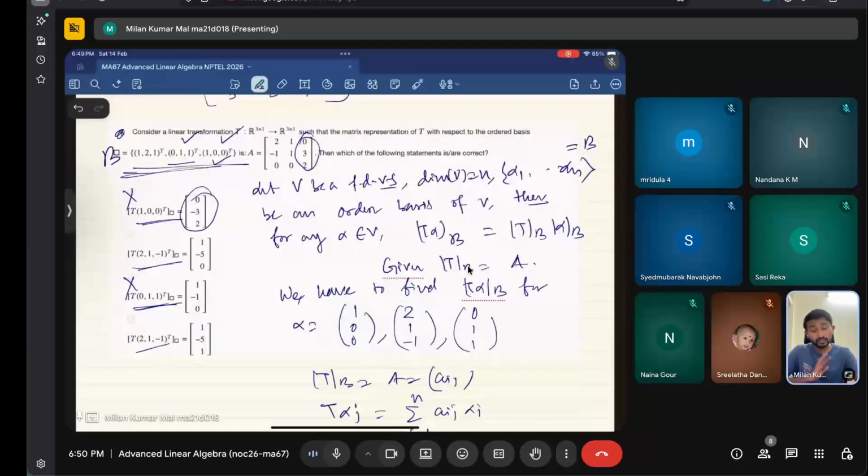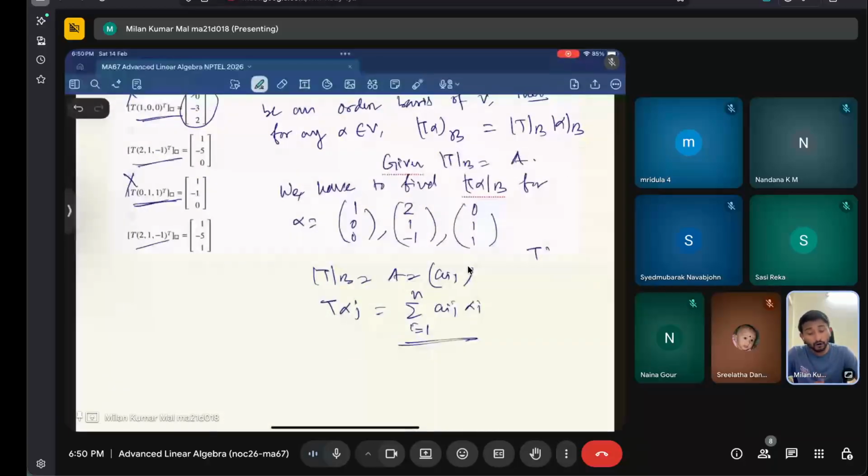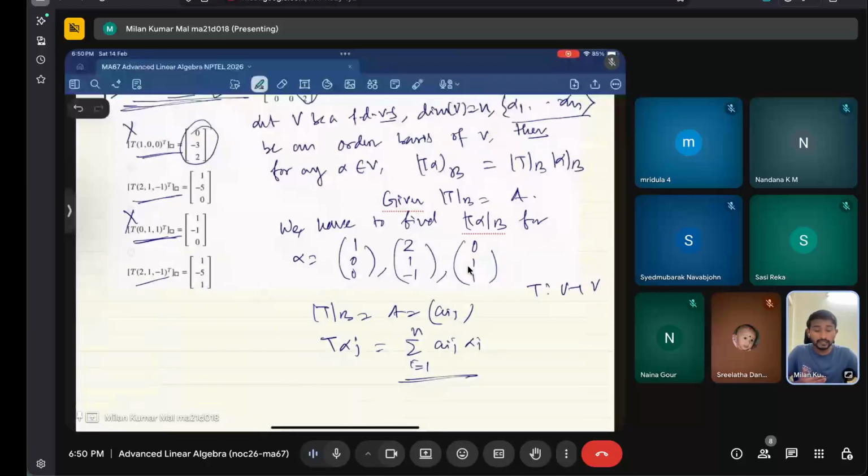What I'm trying to say here is that if you have a linear operator T from V to V, and if you have an ordered basis beta, alpha 1, alpha 2, up to alpha n, then the matrix of T is such that if we express T alpha j in terms of this ordered basis, as the sum of A_ij alpha i for i equals 1 to n, then the coordinate vector of T alpha j with respect to this ordered basis is actually the jth column. So this way we are getting the matrix representation of T.